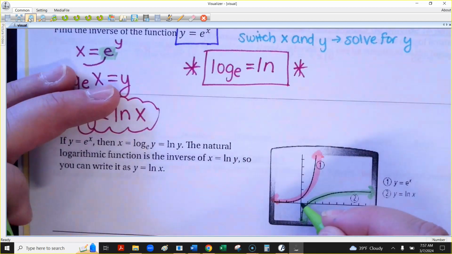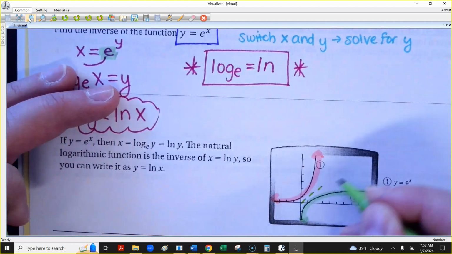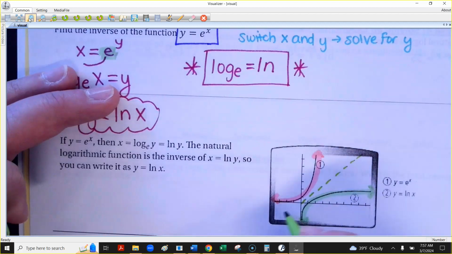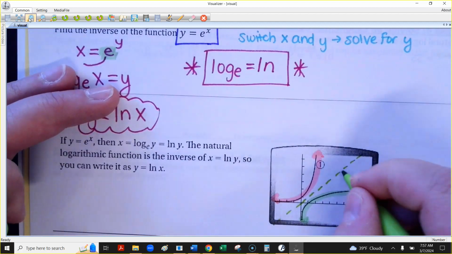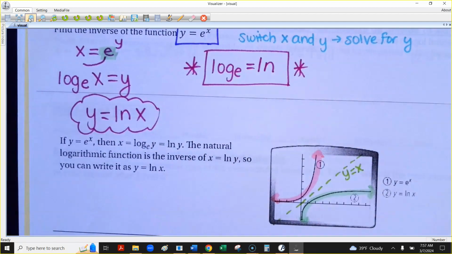They're a reflection of each other, if you have inverses, over the line y equals x, which would be a perfect diagonal through the first and third quadrants. You'd start at 0, 0, go up 1 over 1, up 1 over 1 to create that line. It's a little hard to do on that picture, but they are inverses of each other. So what we're going to focus on today is the natural log. That would be this graph that I have in the green.